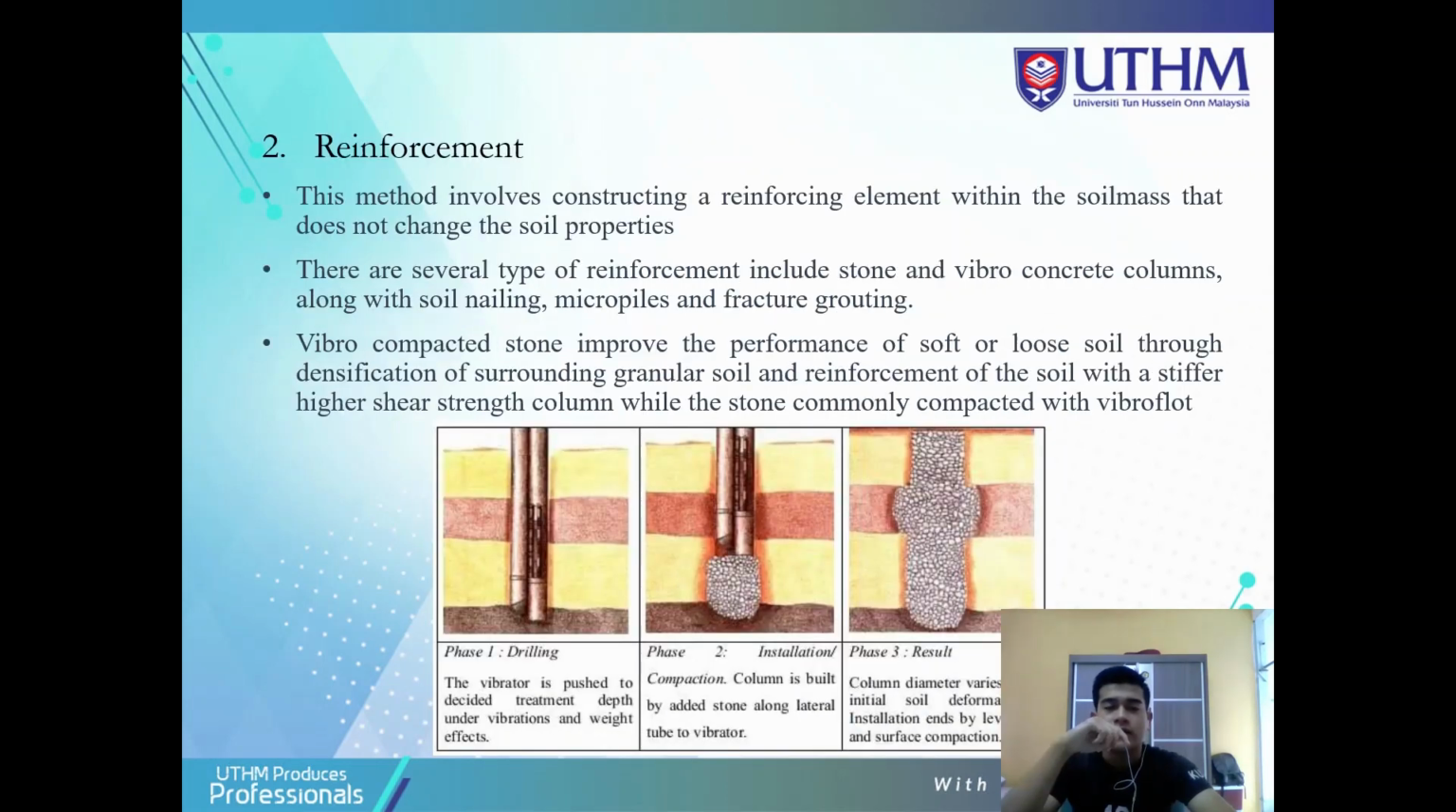The second application is reinforcement. This method of improvement involves constructing a reinforcing element within the soil mass that does not change the soil properties. The procedure of this application starts with column construction at the bottom of the treatment depth, which can extend to a depth of 100 feet, and proceeds to the surface. The vibrator initially penetrates the ground with assistance from its weight and water jets in this stage.